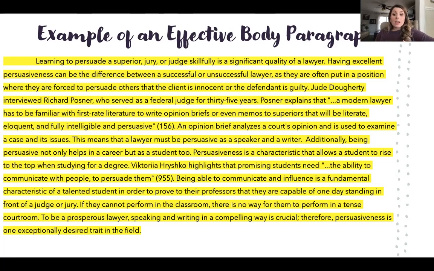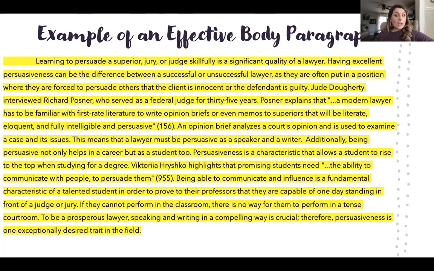Being able to communicate and influence is a fundamental characteristic of a talented student in order to prove to professors that they are capable of one day standing in front of a judge or a jury. Right there, we see that they are explaining the research once again. The thing that I want you to really know about this paragraph is that this student did a really great job of, first of all, introducing the topic, and we see that this entire paragraph is completely about persuasiveness.